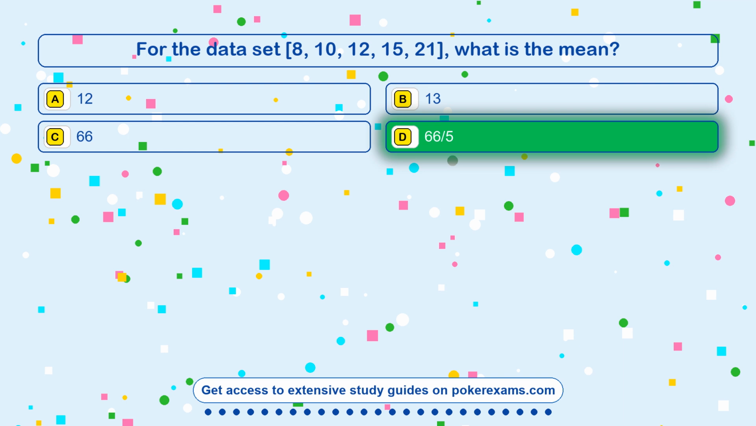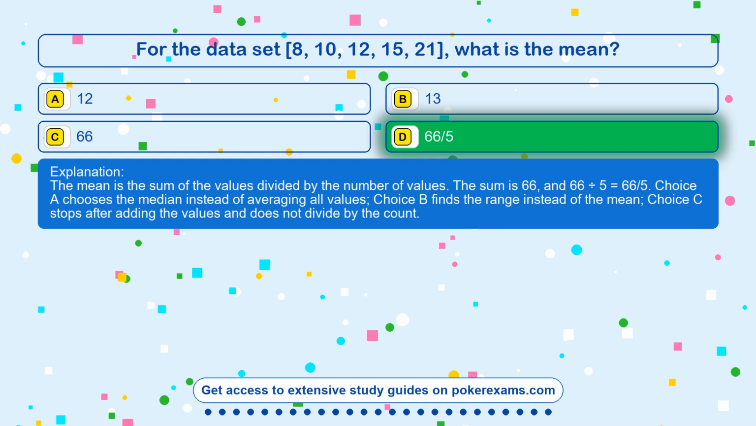66/5. The mean is the sum of the values divided by the number of values. The sum is 66, and 66 divided by 5 equals 66/5. Choice A chooses the median instead of averaging all values, choice B finds the range instead of the mean, choice C stops after adding the values and does not divide by the count.